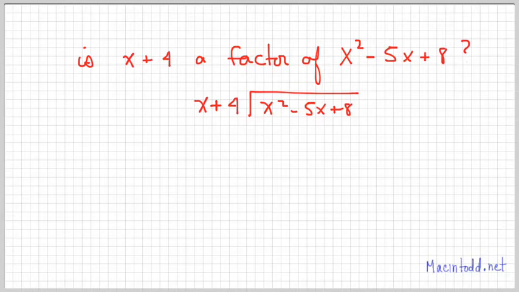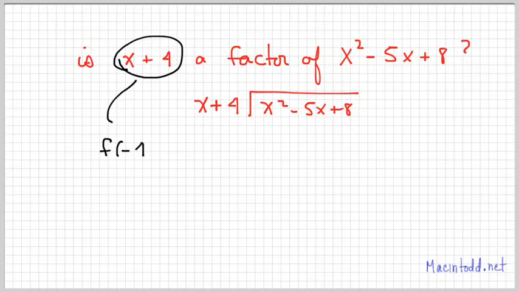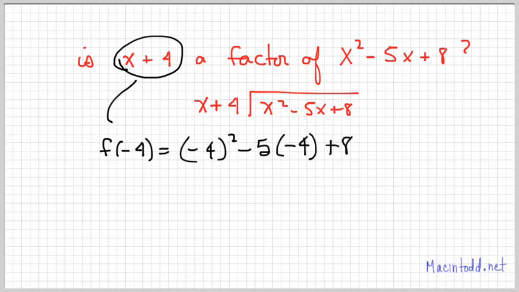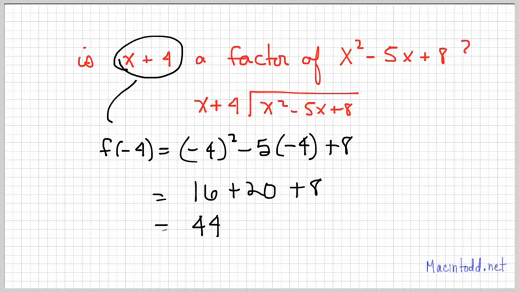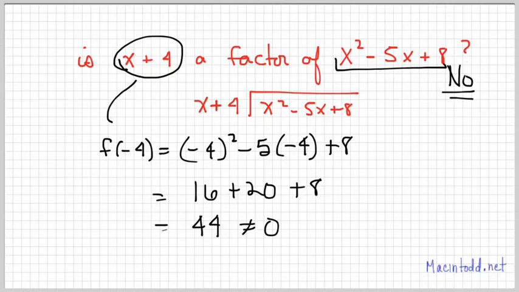So another option for me is to say, if this is a factor, then the f of negative 4 should be 0. So I'm going to plug negative 4 into the function, and I'm going to see if it gives me 0. That's 16 plus 20 plus 8. That is nowhere close to 0. That's 36, that's 44, I think. Since the f of negative 4 does not equal 0, I know that x plus 4 is not a factor of this polynomial. Had my remainder been 0, then x plus 4 is a factor.